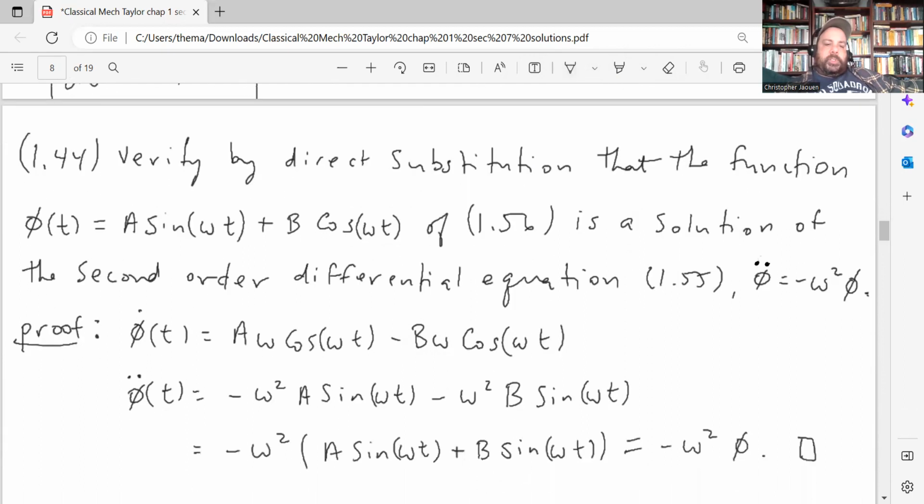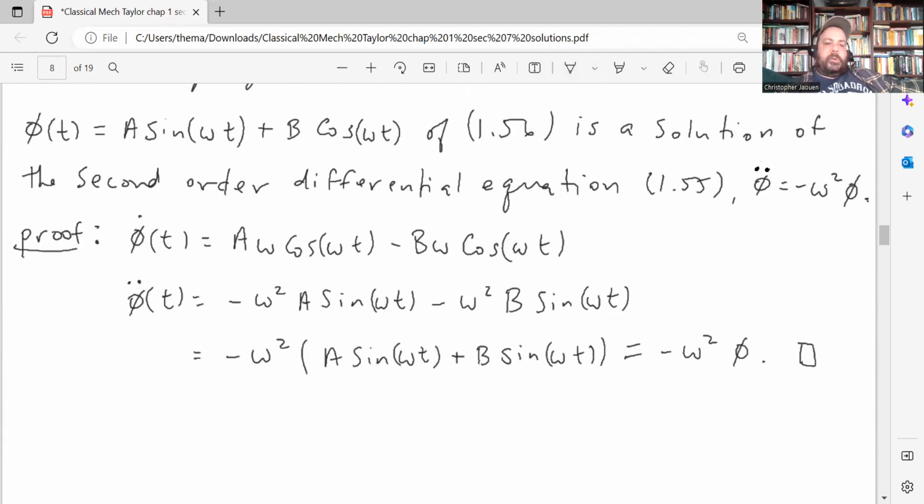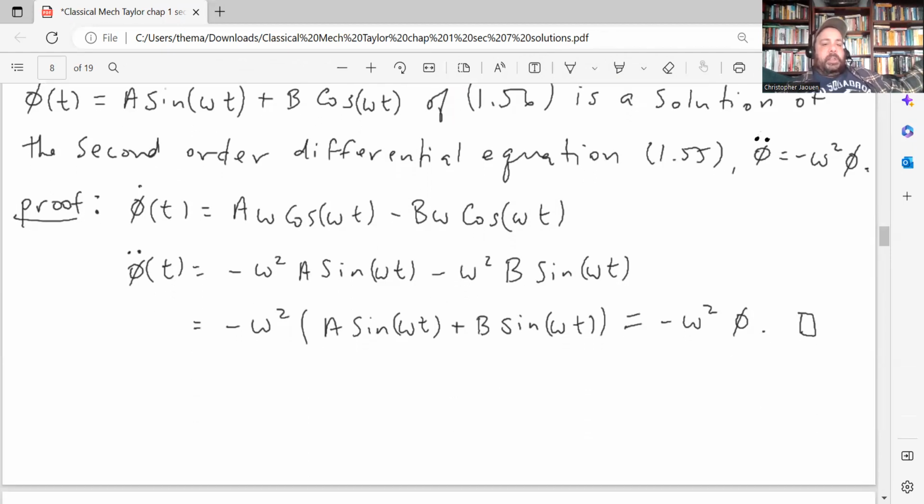So just take the derivatives and show that it satisfies the equation. Take the first derivative, you get a omega cosine omega t minus b omega sine omega t. Those extra omegas come from the chain rule. Then take the derivative again, you get negative omega squared a sine omega t minus omega squared b cosine omega t. You can factor out the negative omega squared and notice that you get negative omega squared times phi. That shows that it satisfies the differential equation. Since it has two arbitrary constants, this is the general solution.